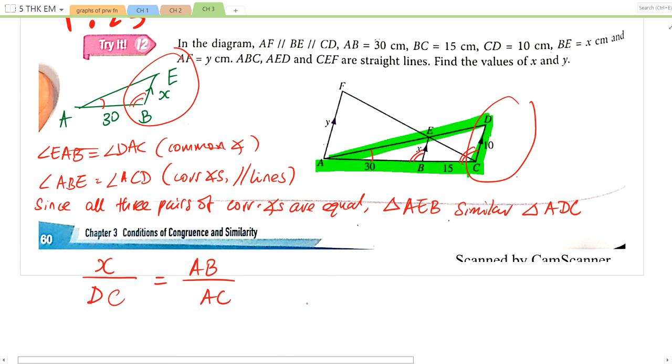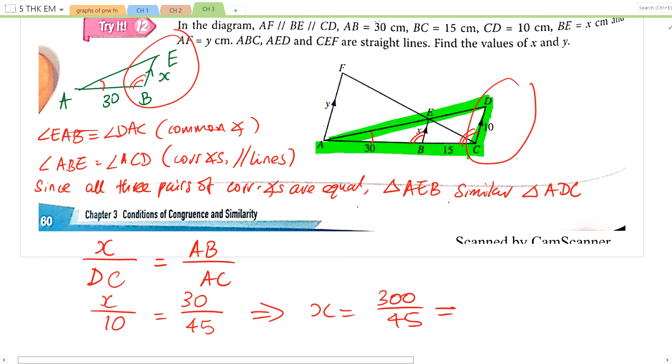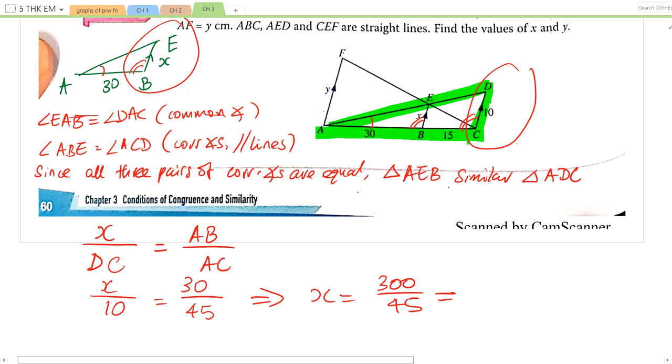So this is what we should have. X over DC is AB over AC. Therefore, now we can substitute in values already. X over 10 equals AB, which is 30, over AC, which is, how much is AC? 45, yes, which is 30 plus 15. So therefore, we get that X equals 300 over 45, which is 300 divided by 45. 6.66. So I should write it as the exact value, 6 2/3 cm. That's for X.